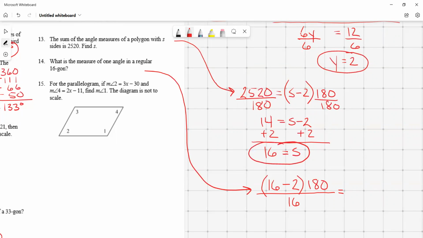So take 14 times 180. You get the 2520 again, and divide it by 16. And that's 157.5. So each angle would be equal to 157.5 degrees.